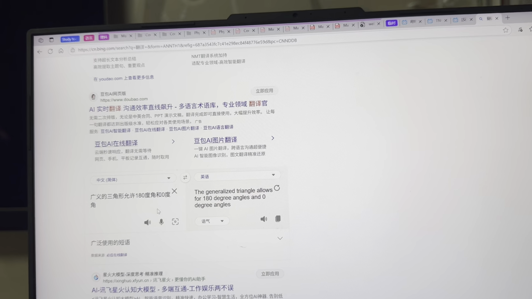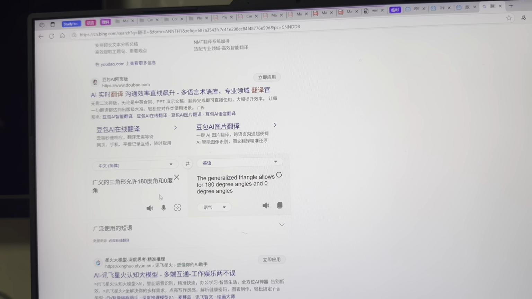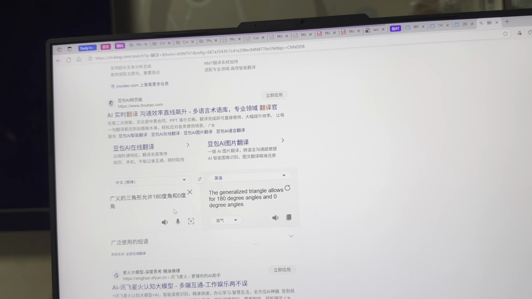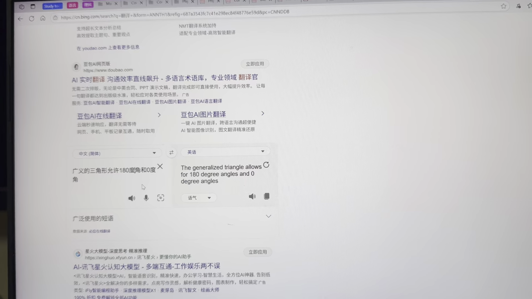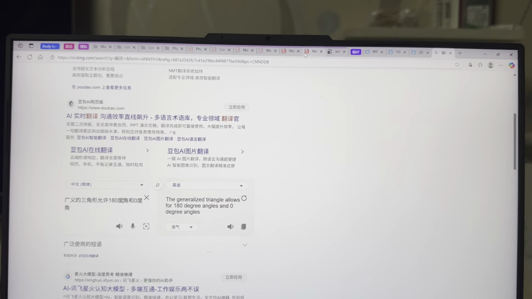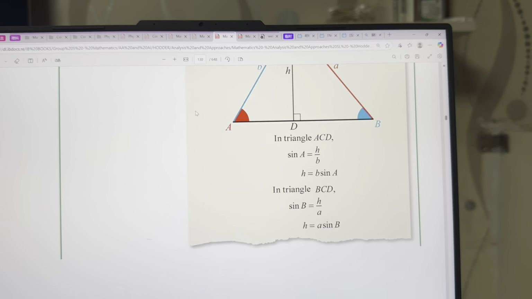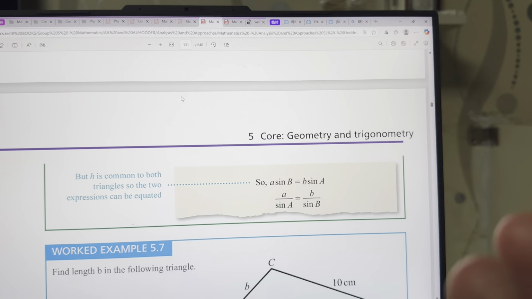The generalized triangle allows for 180-degree angles and 0-degree angles. So that's the thing I want to say, but don't ask me why right now. I will explain it when we meet face to face. I mean, when I explain it face to face, it's easy.